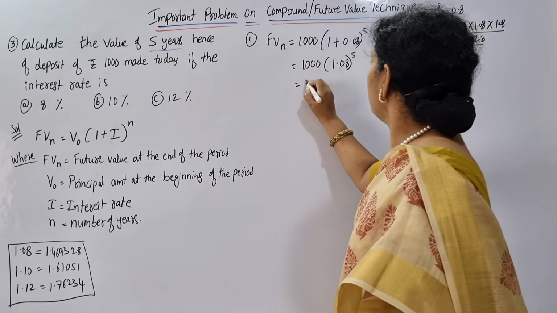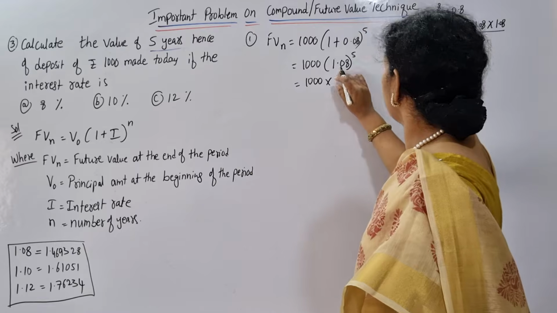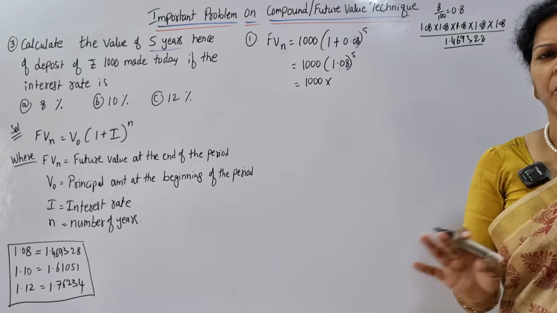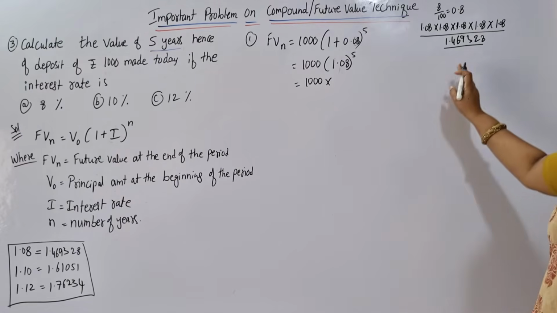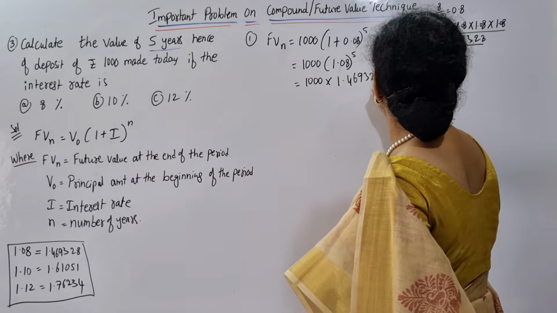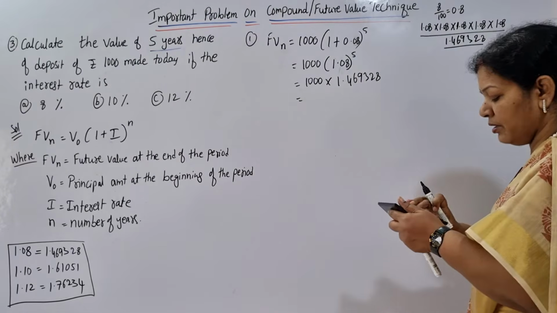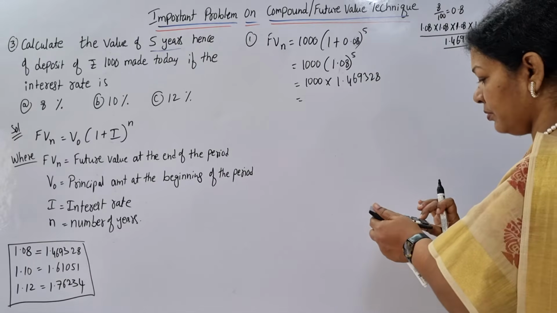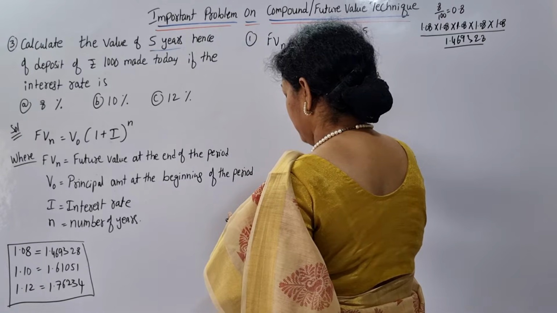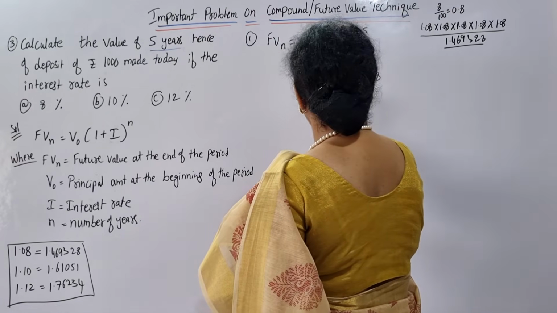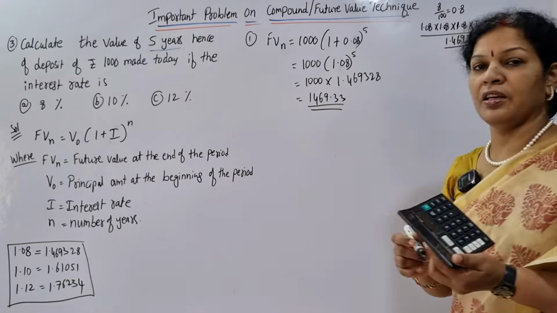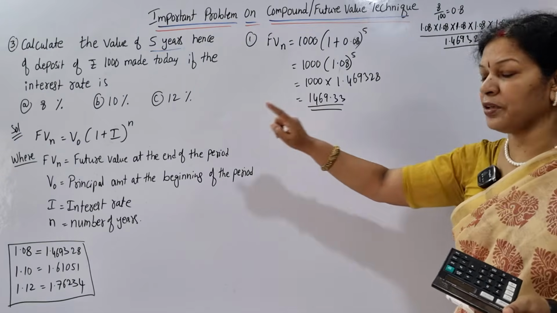Now calculation is easy. 1000 into this value, manual calculations. Whenever you get such kind of problem, do it manually. No need of future value table. Directly you can do it. So 1000 into 1.469328. Multiply with 1000. You will get 1469.32, 32 means 33 you can write. So this is the answer as per the interest rate of 8%.